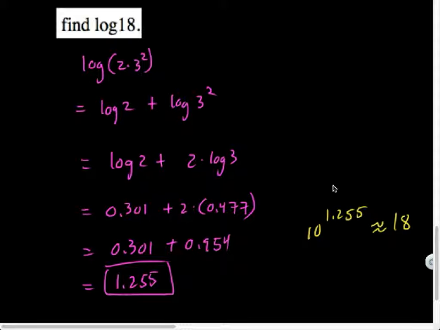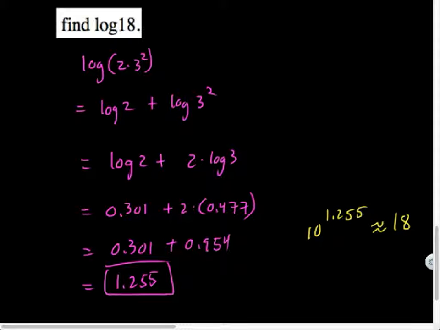Right, and notice that 18 is bigger than 10, so that's why the exponent had to be bigger than 1. And 18 is also less than 100, so that's why the exponent had to be less than 10 squared, being 100, which is, right, less than 2. So, okay, cool.